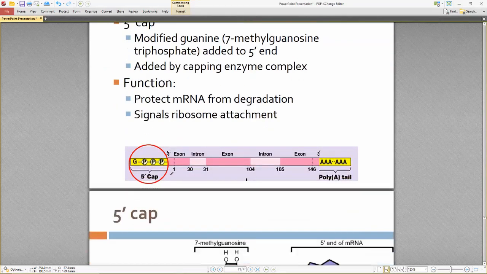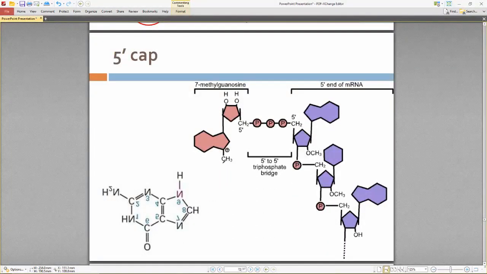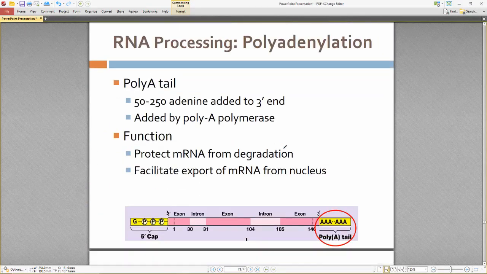We'll learn what ribosomes are, I think not today, but maybe the next lesson. Important for translation. So take a look. This is the structure of the 5' cap. This is the 5' end of mRNA. And this is the 5' cap. Cool. Next step, polyadenylation. Polyadenylation is when a poly A tail is added to the 3' end of your pre-mRNA. The poly A tail is 50 to 250 adenines. It's added by poly A polymerase. What does it do? It protects mRNA from degradation, and it facilitates the export of mRNA from the nucleus.